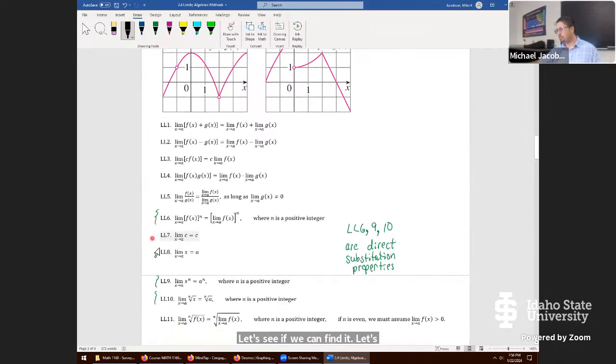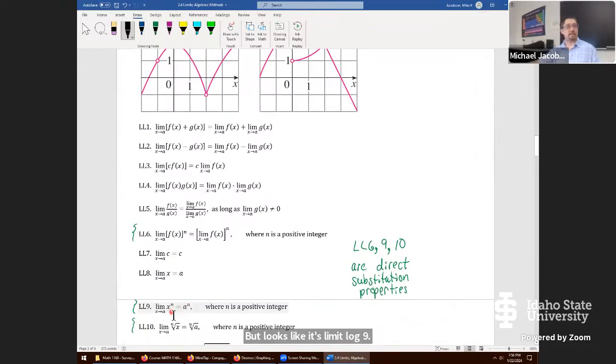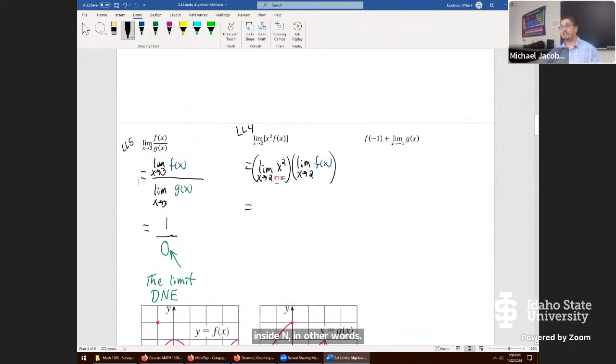Let's see, it's not this one, but it looks like it's limit law 9. Limit law 9 says, if you take the limit of an nth degree power function, just take whatever a is, raise it to the nth power. We're directly substituting a inside n, in other words. So that's limit law 9 right here. That's a degree 2 power function. And so to apply limit law 9, all we do is we take the 2 right here, put it in for x. Now it's 2 squared, and that's our direct substitution. We directly substituted in 2 into the squaring power function.